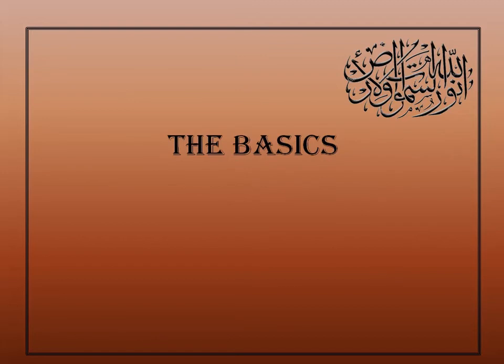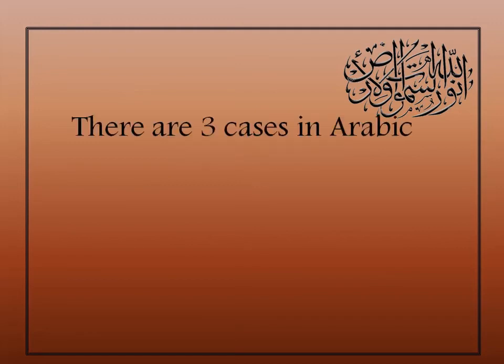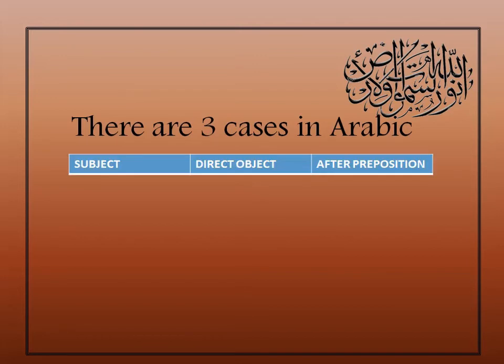Okay, we're going to lay this out as simple as we can. Here we go. Now is where you want to really start paying attention. There are 3 cases in Arabic. That's it. I kid you not. There are only 3. They are these: subject, direct object, and after a preposition. So a word can be the subject of a sentence, it can be a direct object, or it can come after a preposition, which means it's either a direct object or some kind of adverbial.